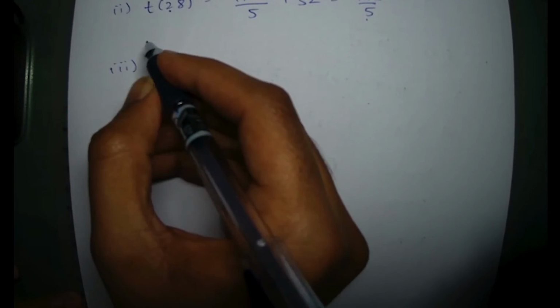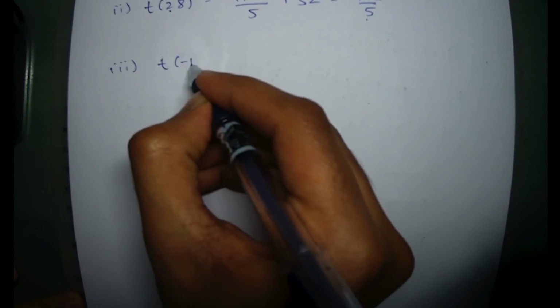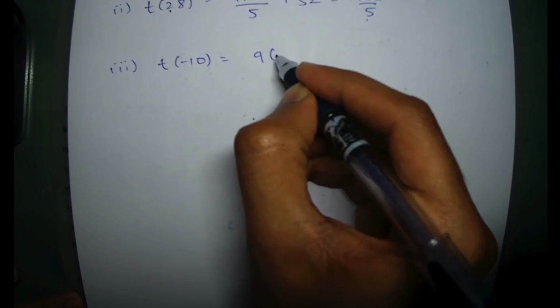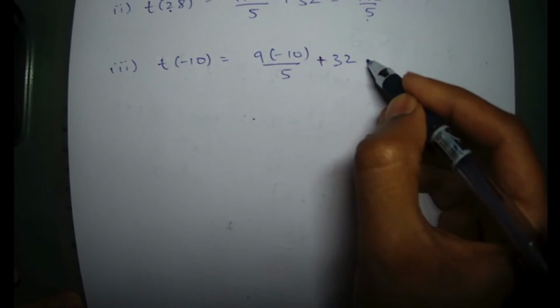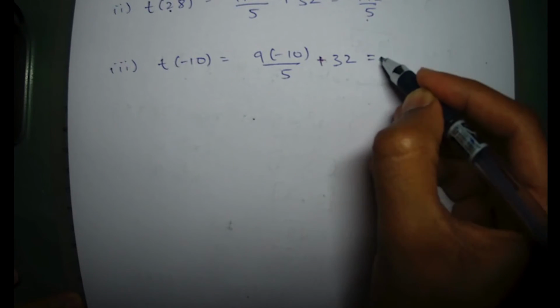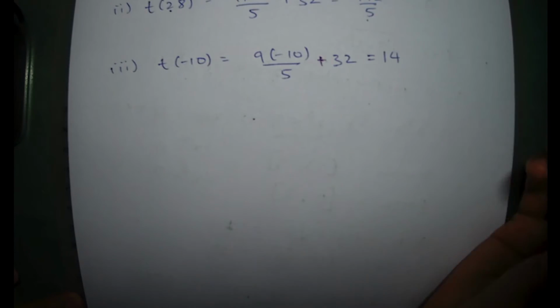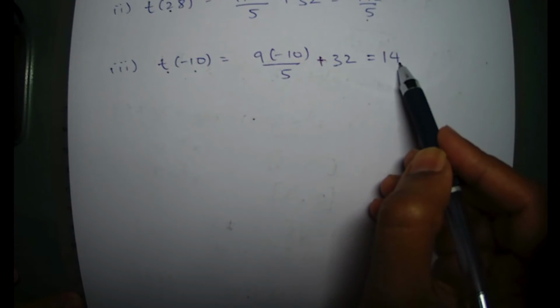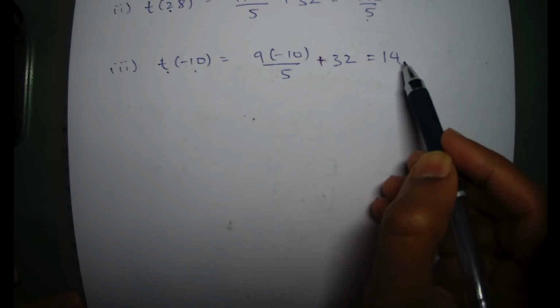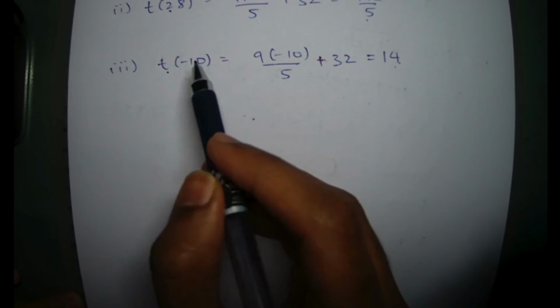Coming to the third one, we have T of minus 10, which is nothing but 9 into minus 10 by 5 plus 32. If we solve this, we'll get 14. So when C is equal to minus 10, we get 14 degrees Fahrenheit. This is the answer for when C is equal to minus 10.